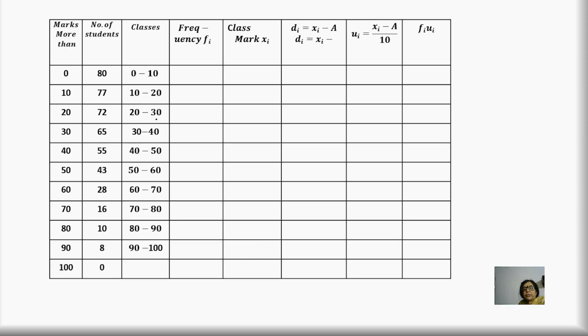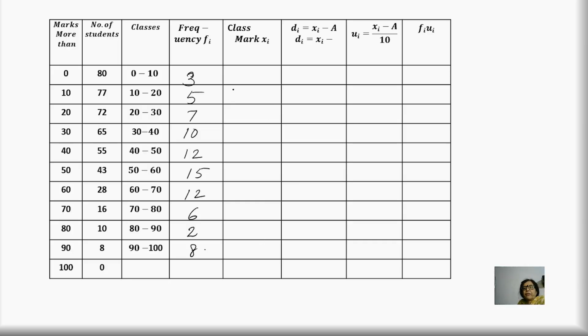Again, this is the frequency distribution table that you have to make. And now we'll write the actual frequency. So 80 minus 77 will be 3 over here. 77 minus 72 will be 5. 72 minus 65, that is 7. 65 minus 55, that is 10. 55 minus 43, that is equal to 12. So then we have 43 minus 28, that is 15. Then 28 minus 16, that is equal to 12. Then 16 minus 10, that is equal to 6. 10 minus 8, that is 2. And 8 minus 0, that is 8.